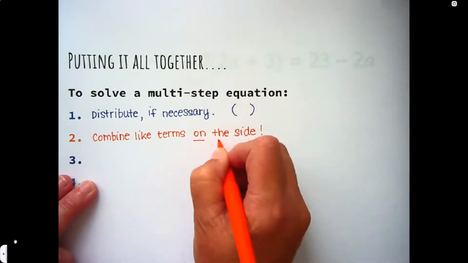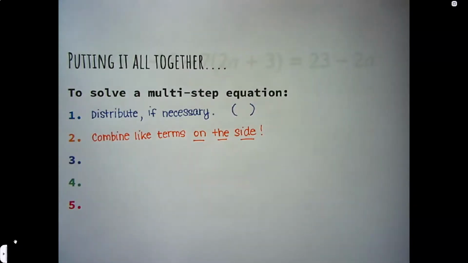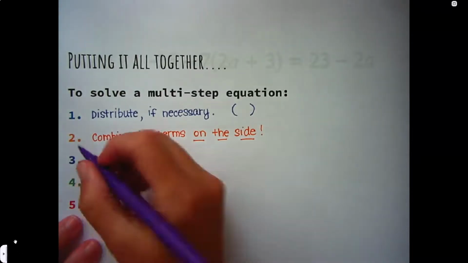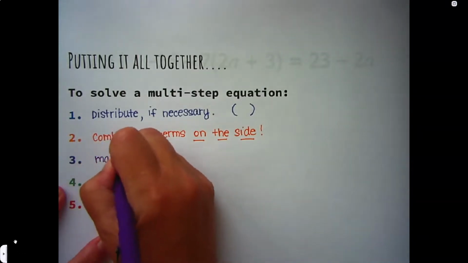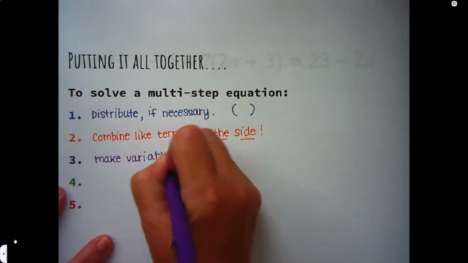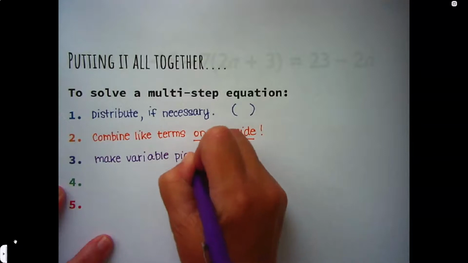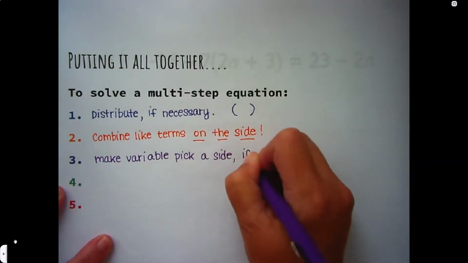Now this on the same side is really important. You cannot combine like terms that are not on the same side of the equation already. Like terms have to have the same variable with the same exponents on those variables. Step 3, is to make the variable pick a side if necessary.